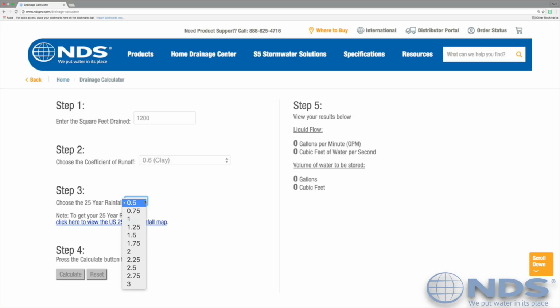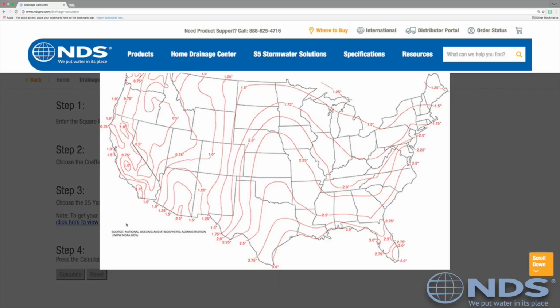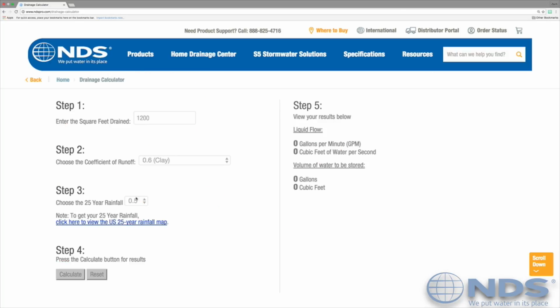Finally, to determine the 25-year rainfall for your area, you can consult the map provided on the calculator page. This map represents the rainfall intensity in inches for a 30-minute rainstorm event you would expect once every 25 years. Some jurisdictions may require you to design for a different storm event, like a 5-year or 50-year storm, especially for new construction. Follow your local regulations where applicable.